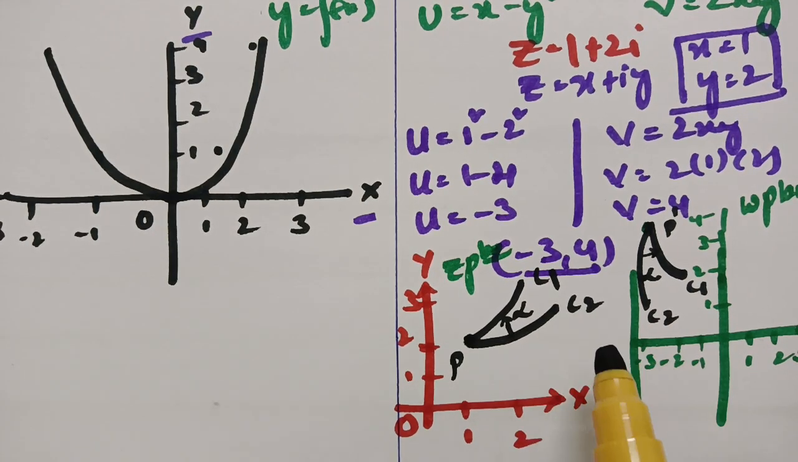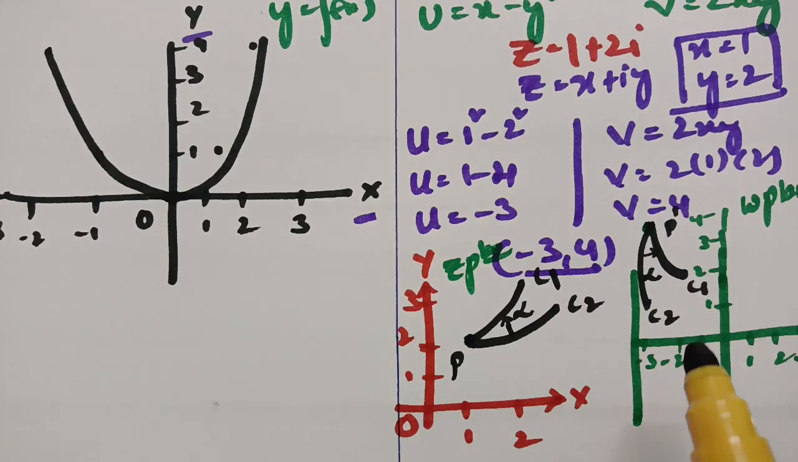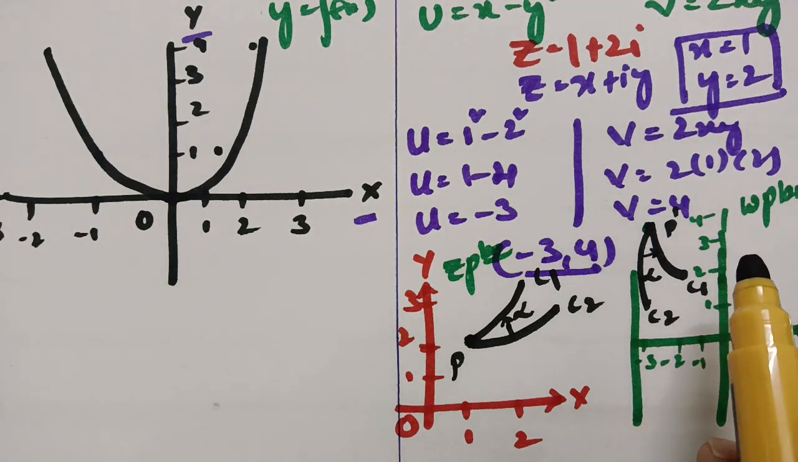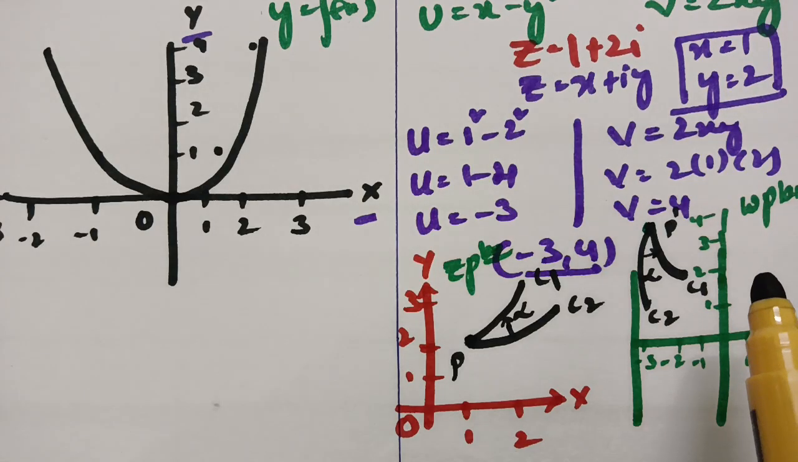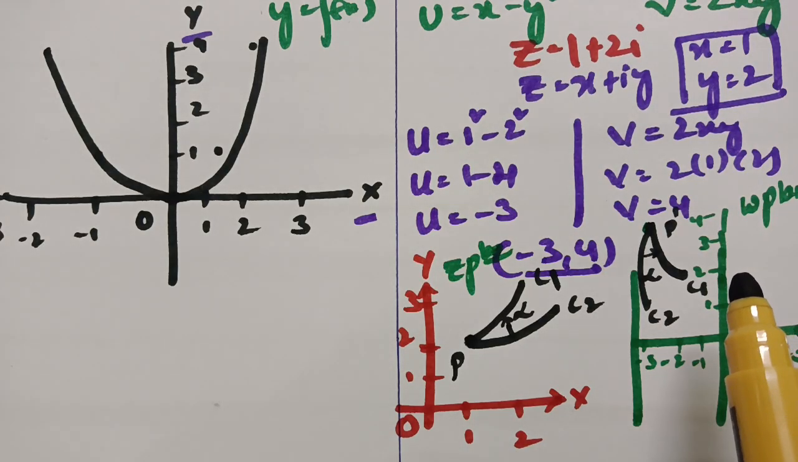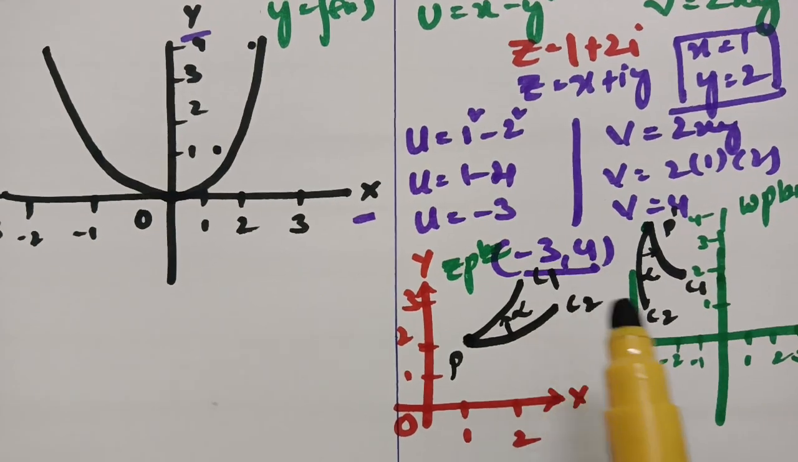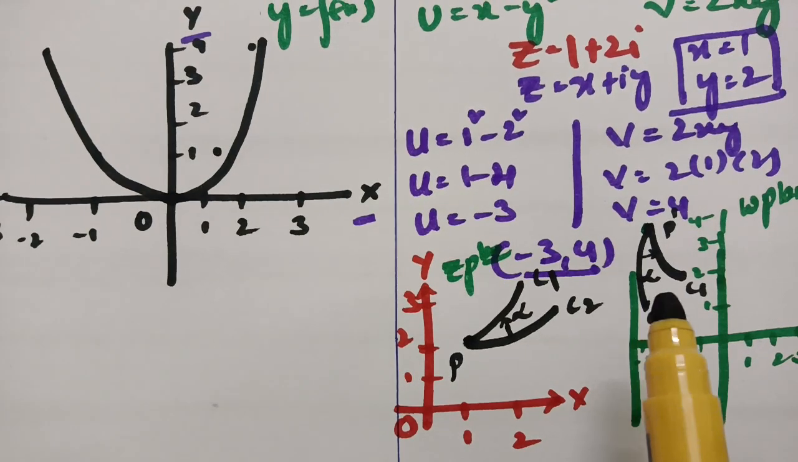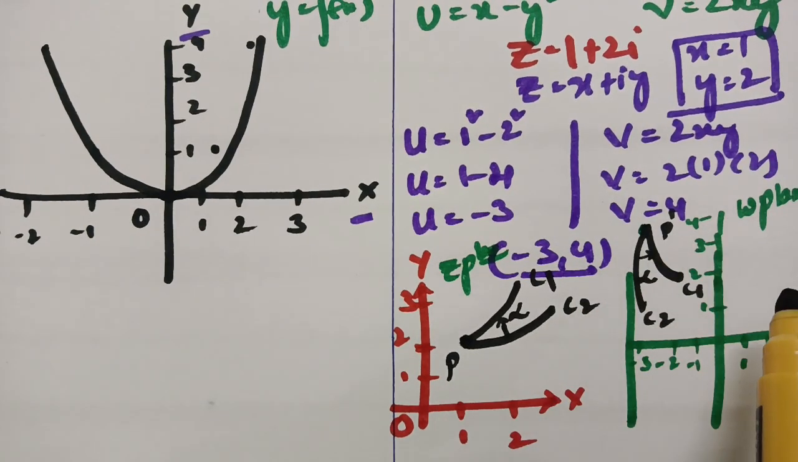So here, what is this? This is the mapping. Let me explain what a mapping is. The correspondence defined by the equation W is equal to f of Z, where W is equal to U plus iV, between the Z plane and the W plane is called the mapping. The correspondence between the W plane as well as the Z plane is called a mapping or a transformation from Z plane to W plane.